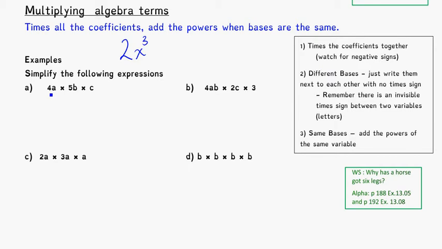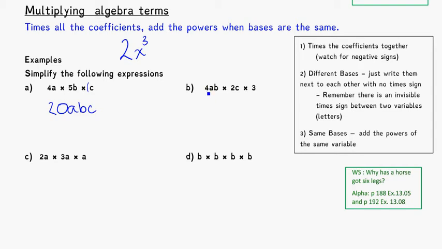Let's look for the coefficients here. Those are the big numbers in front. So I have 4 times 5 times, that's an invisible 1. So 4 times 5 is 20 times 1 is 20. And now I'm going to look to see if any of these have the same base. A, B, and C, those are all different. So when I have different bases, I'm just going to write them next to each other with no times sign, because we can make the times signs invisible when they're between letters. So I know there's an invisible times sign between the A and the B there, and between the B and the C.